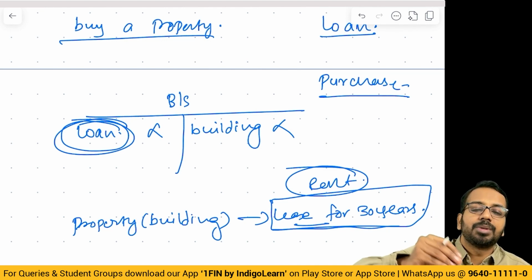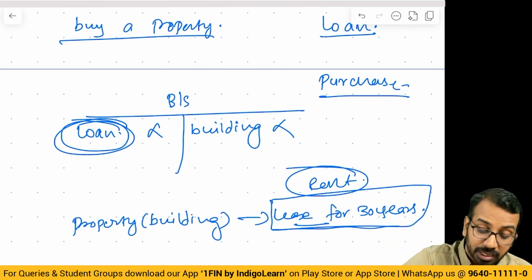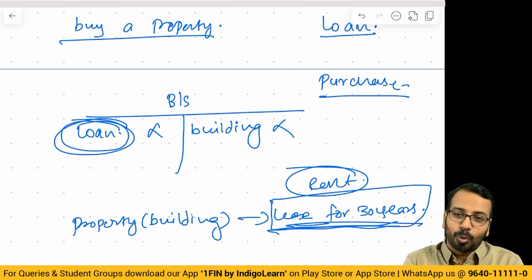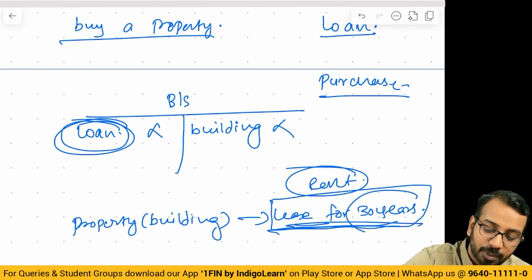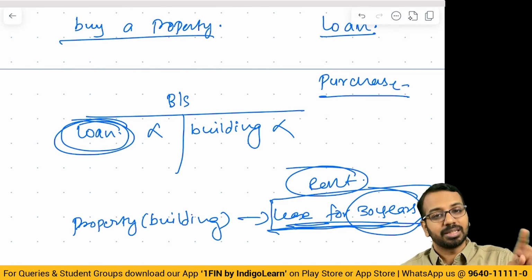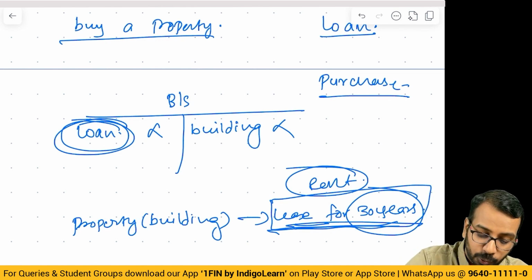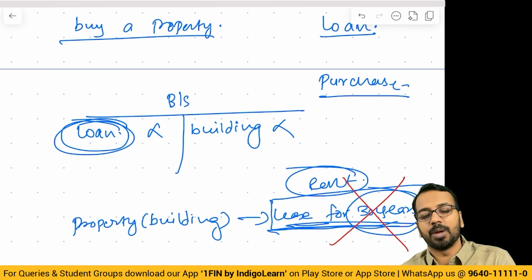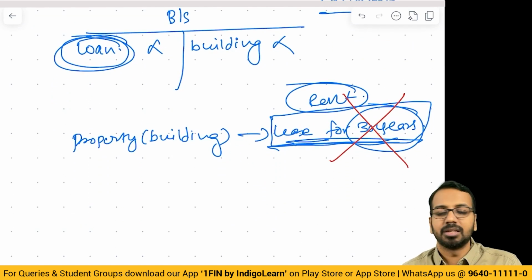Of course, I would do some disclosure somewhere, but the essence of this transaction was that I had enjoyed the ownership benefits. I have taken a commitment for 30 years, like I have done in the case of a loan, but I am not showing this in the balance sheet. That is where the standard setters realize that this is not the right thing.